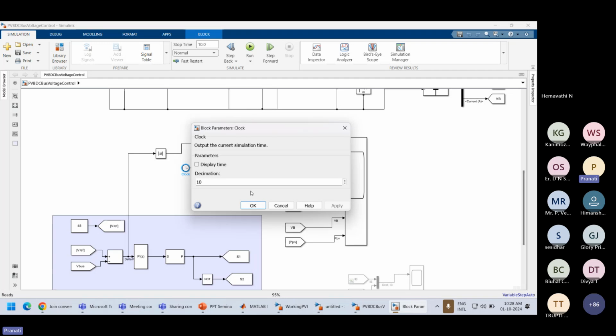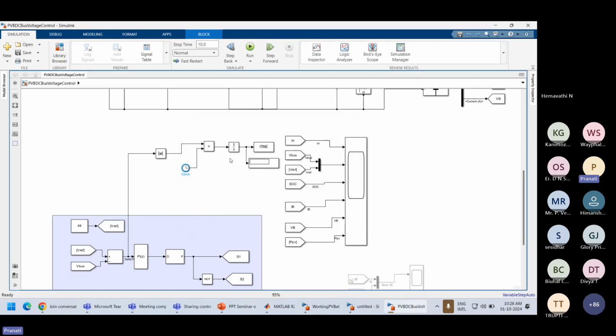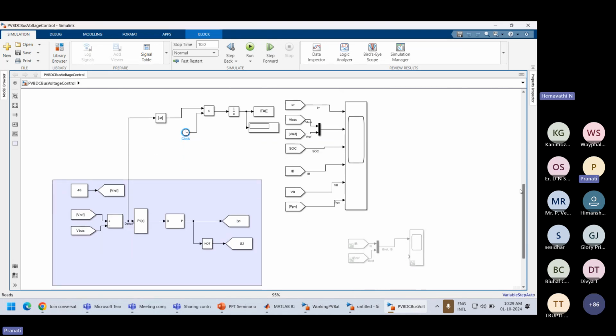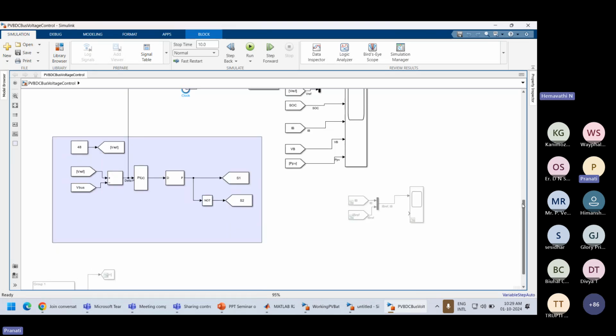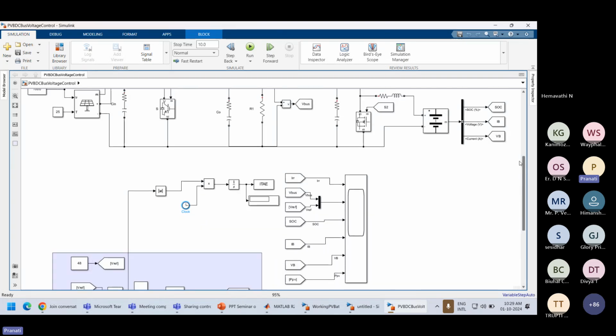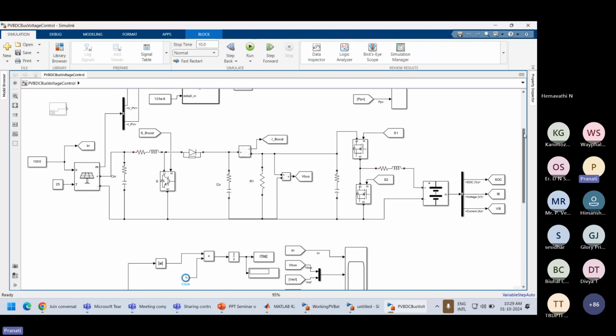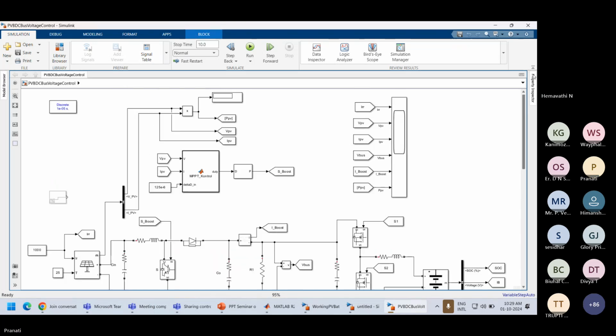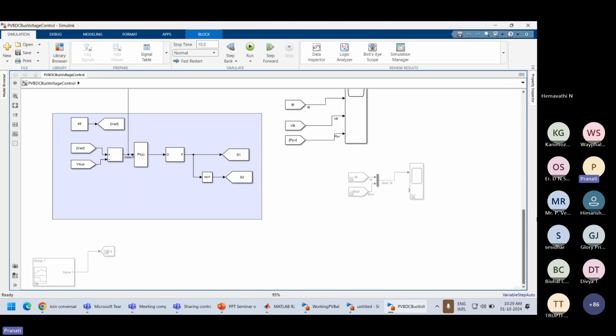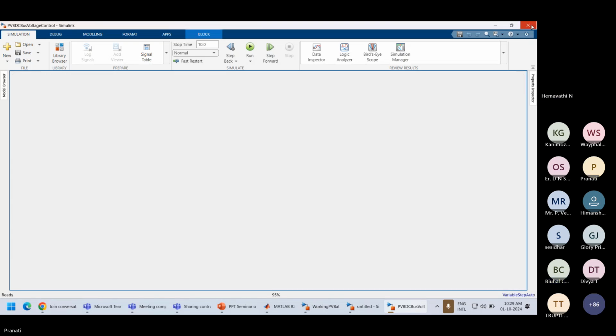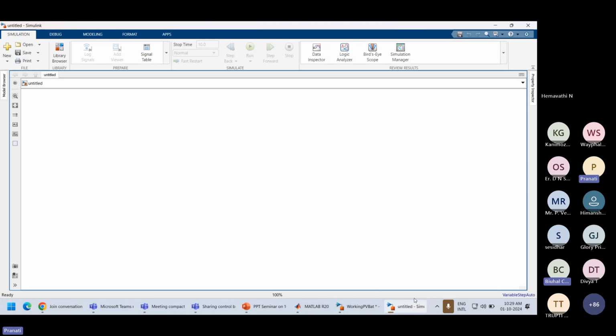This is our clock. For decimation, any value we can put. Then this is the integral value, ITAE. Then it will go on decreasing. This is for a different simulation, but it is placed before the PI controller. If you have more than one PI controller, you need to add a summing block there and add the absolute values. Then it will show you.